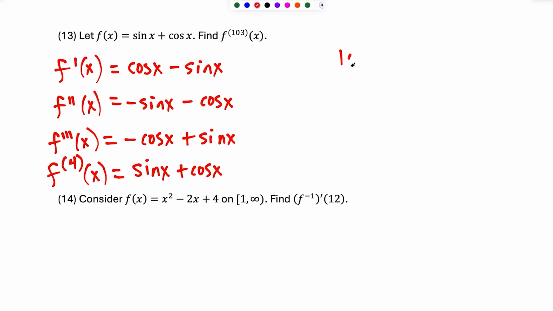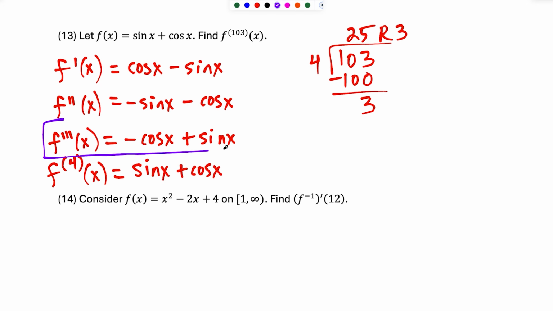So all we have to do here is do 103 divided by 4. And if I do the division, 4 goes into 103 25 times. And I subtract 100, I get a remainder of 3. That remainder of 3 tells me where the 103rd derivative lands in the pattern. It's going to land at this one. Okay, so the remainder corresponds to the prime that we look at.